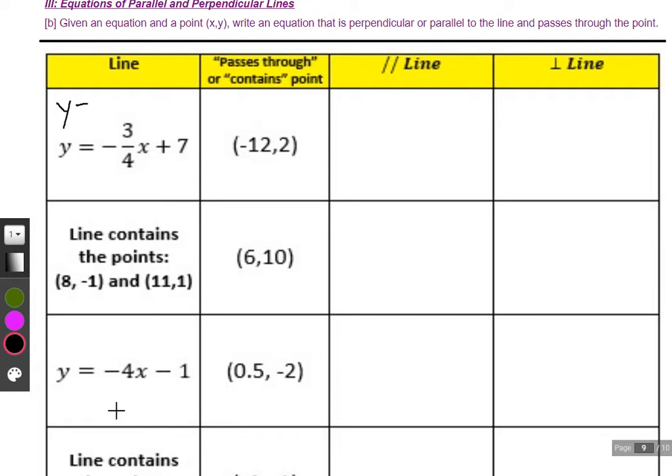So we know it's going to be mx plus b form. And so we can assume the m value, the slope value, is going to be -3/4, which immediately tells us that the parallel slope is going to be -3/4, and the perpendicular slope shall be 4/3, because we have to change the sign, and then we have to flip the fraction. Finding the b value, though, is going to be the part that's tough.